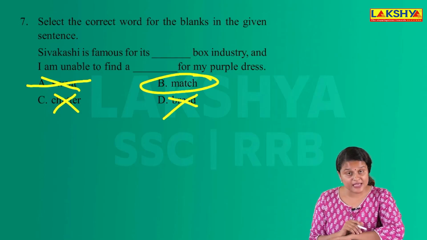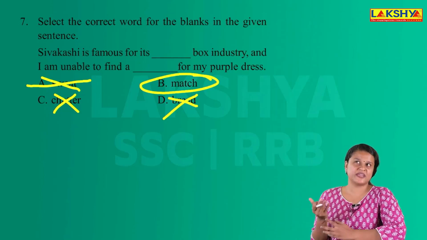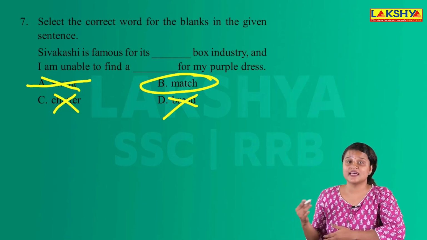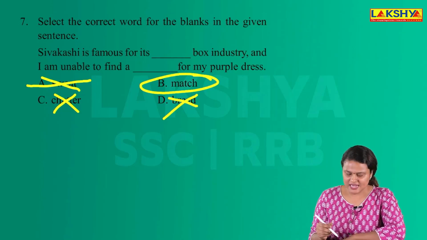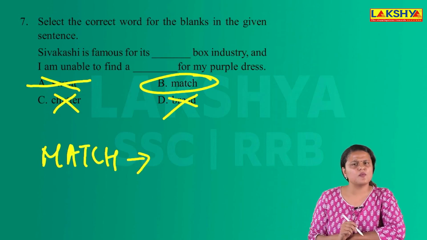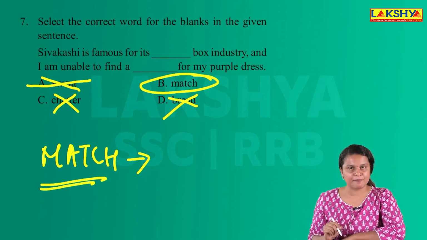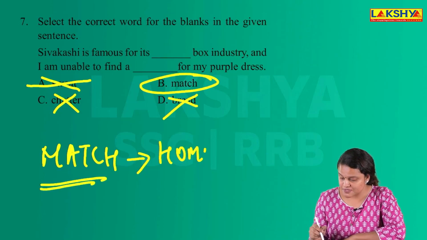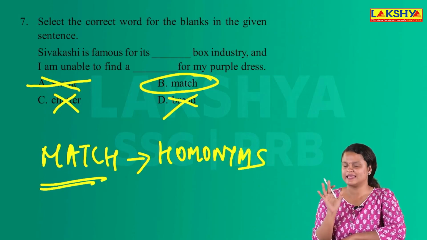And I am unable to find a match for my purple dress. So I am not able to find, say for example, shoes that match with my purple dress. So match is the answer. Now just so you know, match is an example for, do you remember what we learned a minute ago? Homophones. Now match is an example for homonyms. Homonyms. Okay? Don't worry, don't get confused or anything like that.